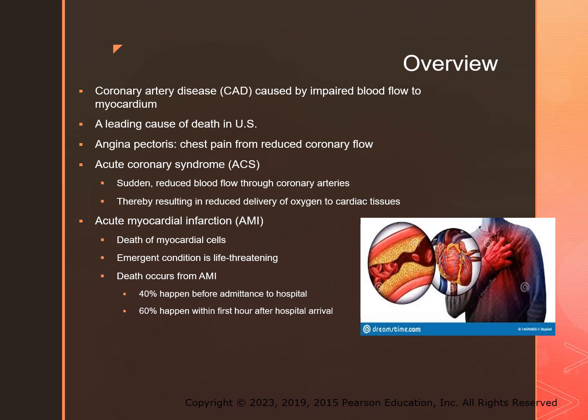So our overview. Coronary artery disease is a leading cause of death for males and females in the United States, and it gives you the numbers here of how many people. Coronary artery disease is caused by impaired blood flow to the myocardium, which is the muscle around the heart, usually due to accumulation of atherosclerotic plaque in the coronary artery.